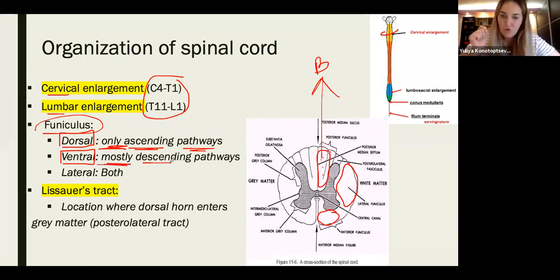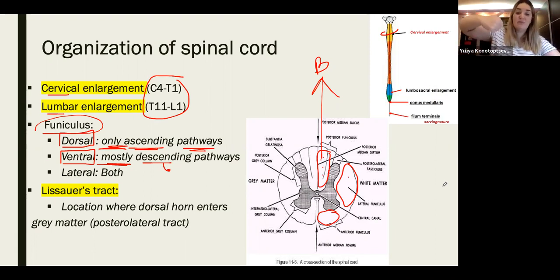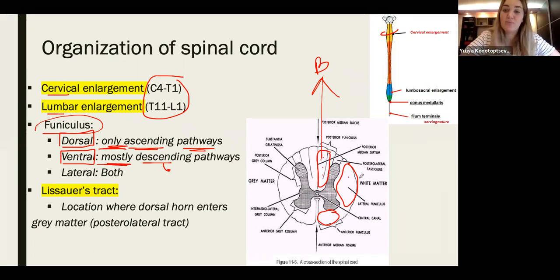In the anterior funiculus, you will find mostly descending tracts. Mostly, not only, mostly descending. Descending are going from the brain to the spinal cord. That means that they are not sensory, they are motor. In the lateral funiculus, you will find both. They're mixing. So there's a certain tract which is, for example, bidirectional. It can go up to the brain, and the same tract is used to send information down from the brain. So bidirectional tracts are going to be present in the lateral funiculus.